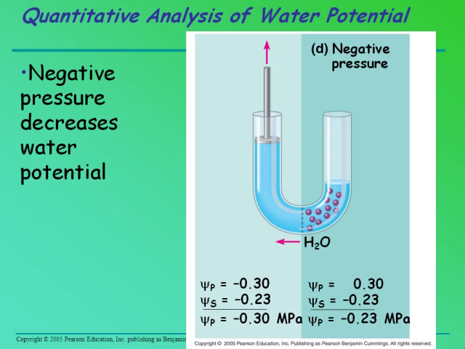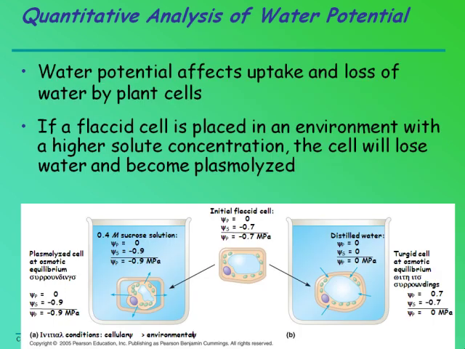Negative pressure reduces water potential. In this case, negative pressure on the left decreases the pressure on the left, causing net water movement to the left. Okay? So here, 0.3, 0.2. Gain water and become turgid.